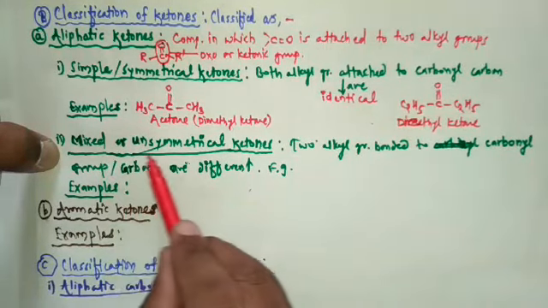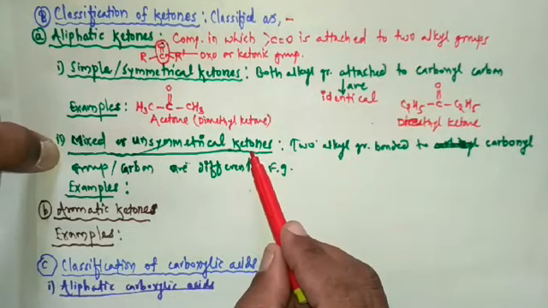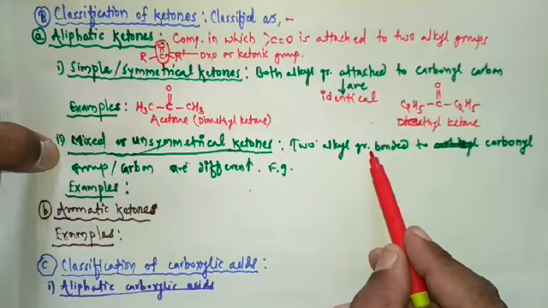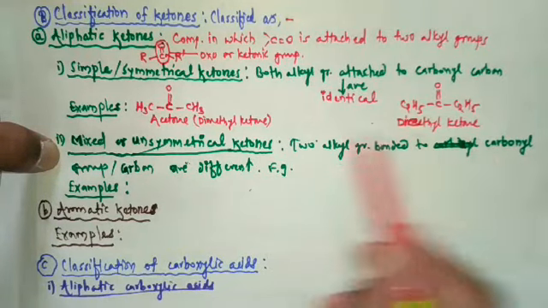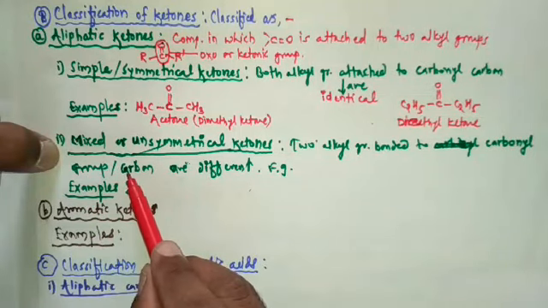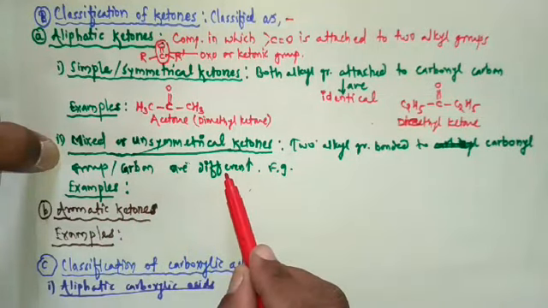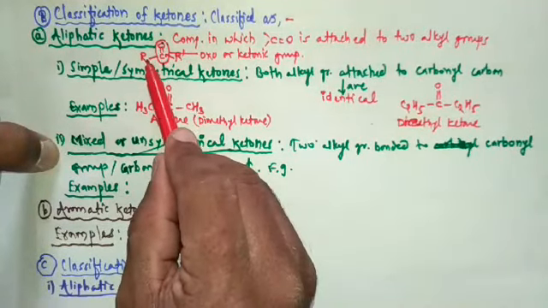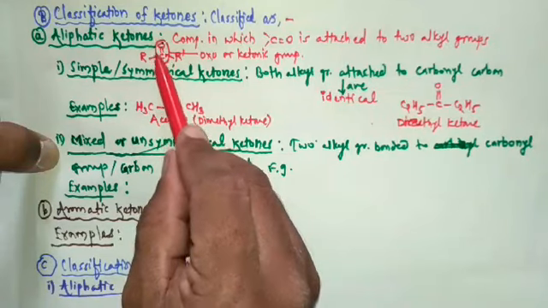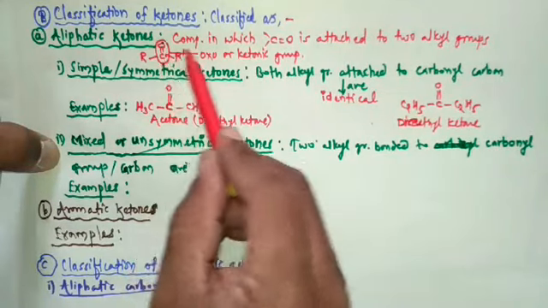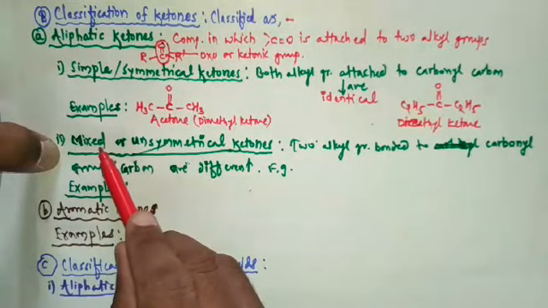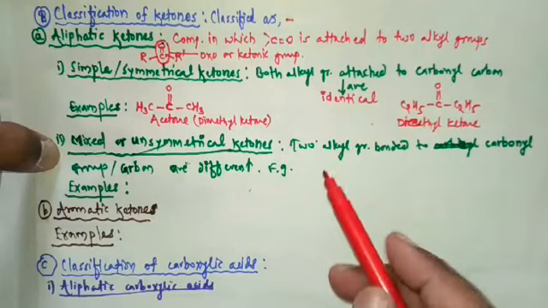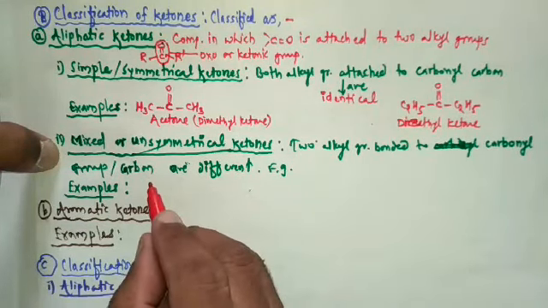So let's study mixed or unsymmetrical ketones. Mixed or unsymmetrical ketones are the ketones in which the two alkyl groups bonded to the carbonyl carbon are different. When the two alkyl groups bonded to the carbonyl carbon are different, such ketones are called mixed or unsymmetrical ketones.